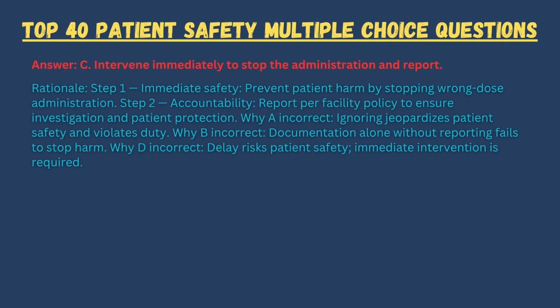Rationale. Step 1. Immediate safety. Prevent patient harm by stopping wrong dose administration. Step 2. Accountability. Report per facility policy to ensure investigation and patient protection. Why A incorrect? Ignoring jeopardizes patient safety and violates duty. Why B incorrect? Documentation alone without reporting fails to stop harm. Why D incorrect? Delay risks patient safety. Immediate intervention is required.